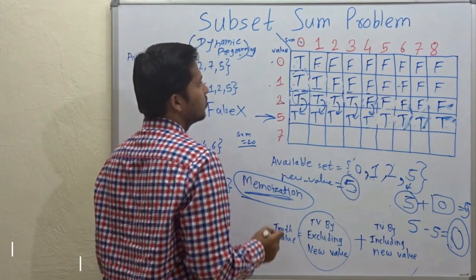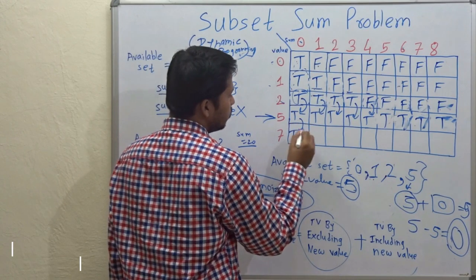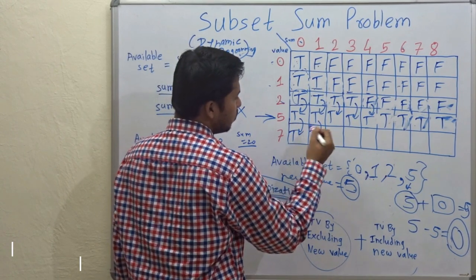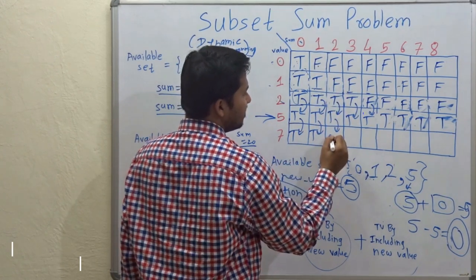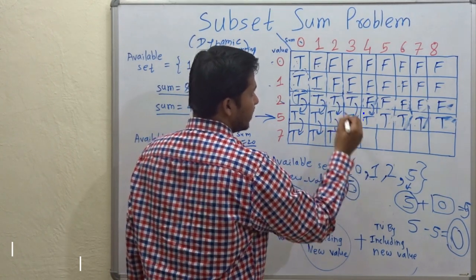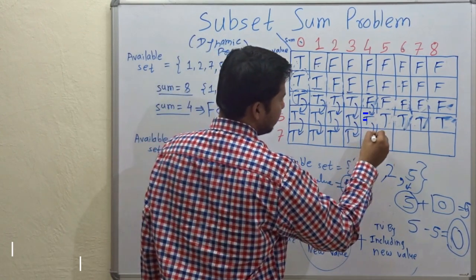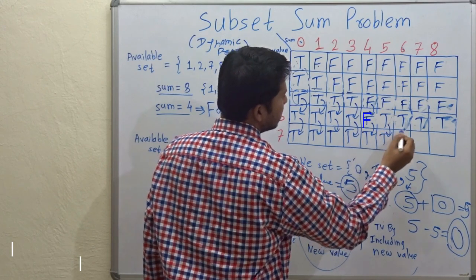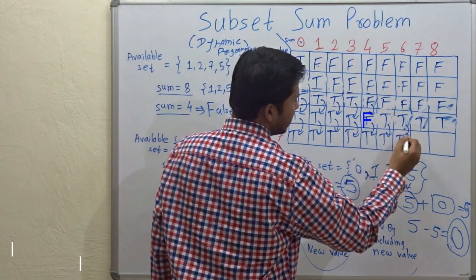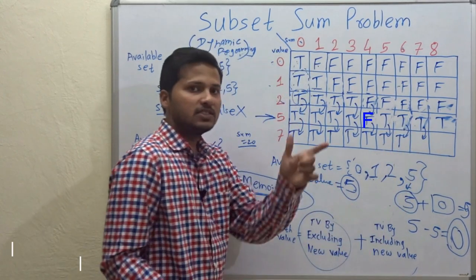Okay. Now let's go to the last row. For forming, 7 is greater than 0, so true. 7 is greater than 1, so copy the value from above cell. 7 is greater than 2, copy the value from above cell. 7 is greater than 3, 4, 5 and 6, so copy the value from above cell each time. 7 is equal to 7.